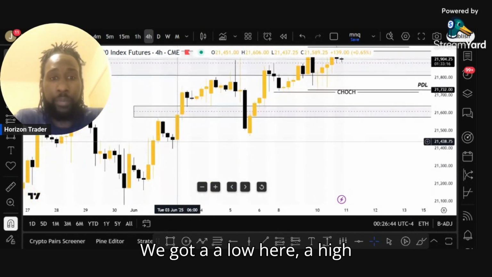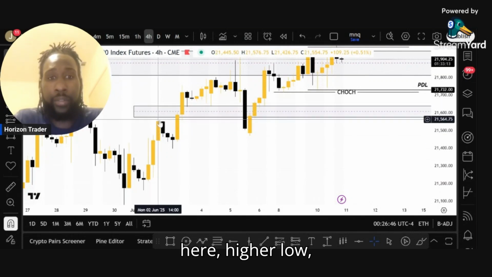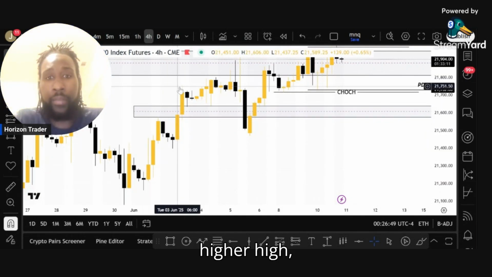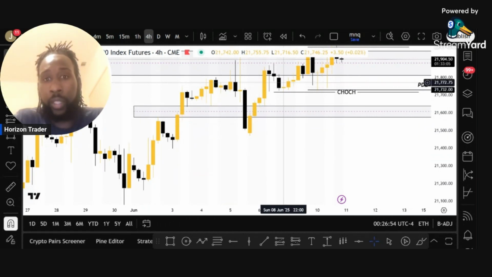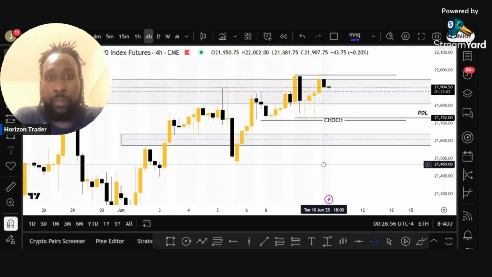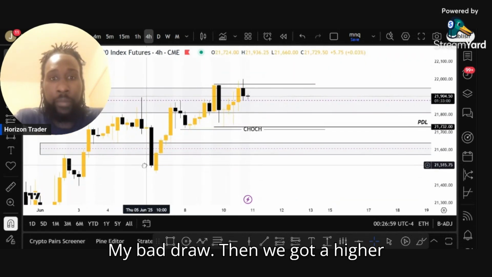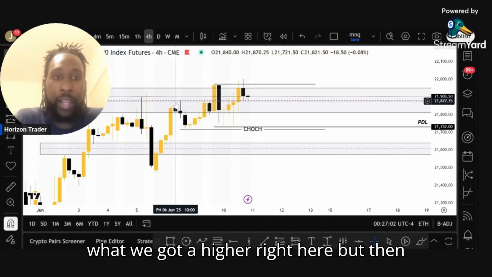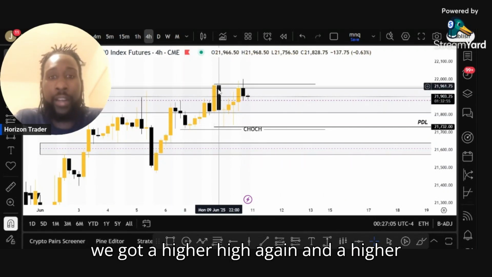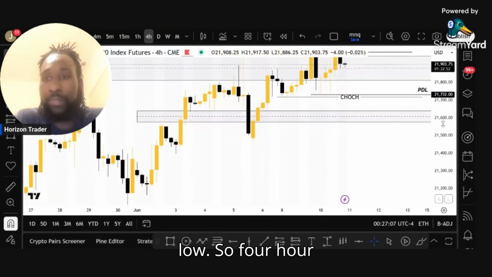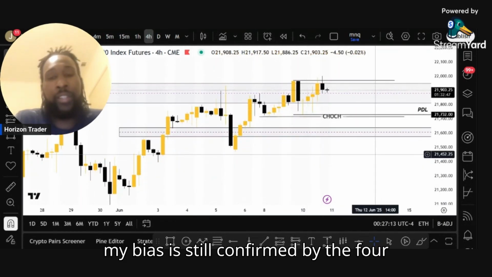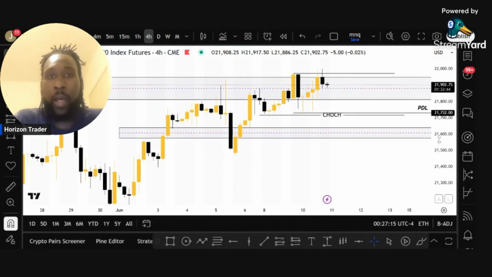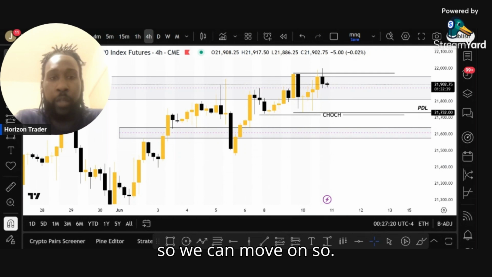We got a low here, a high here. Higher low, higher high, higher low. And then we got a higher high. My bad, y'all. And then we got a high right here. But then we got a higher high again and a higher low. So the 4 hour still confirms my bias. So we can move on.